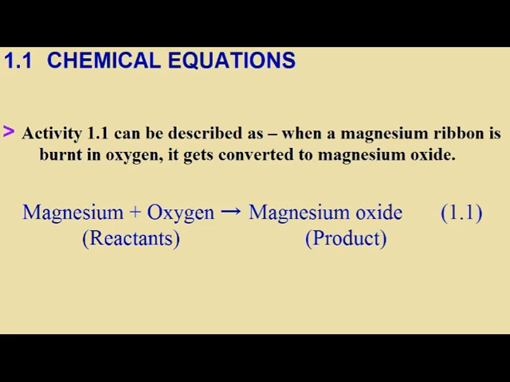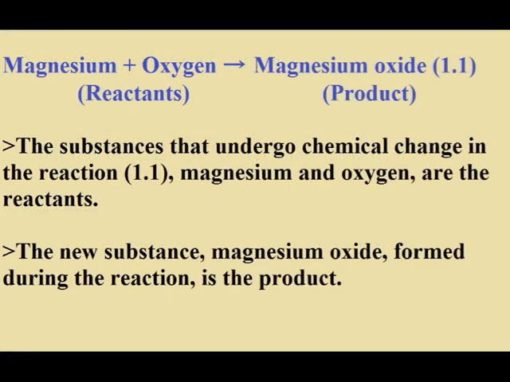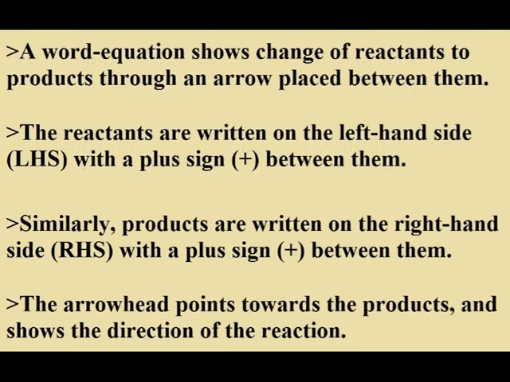The word equation for the reaction when magnesium ribbon is burnt in oxygen would be: magnesium plus oxygen gives magnesium oxide. Here, magnesium and oxygen on the left-hand side of the equation undergo chemical change. Magnesium oxide on the right-hand side of the equation is formed as a new substance from the chemical reaction. The word equation shows change of reactants to products through an arrow between them. The reactants are written on the LHS with a plus sign between the reactants. The products are written on the RHS with a plus sign between the products. The arrow indicates the direction of the reaction.